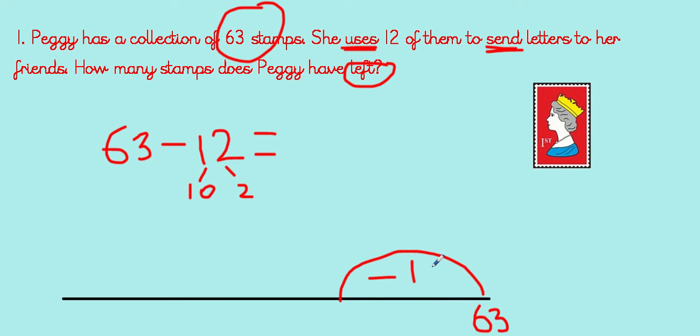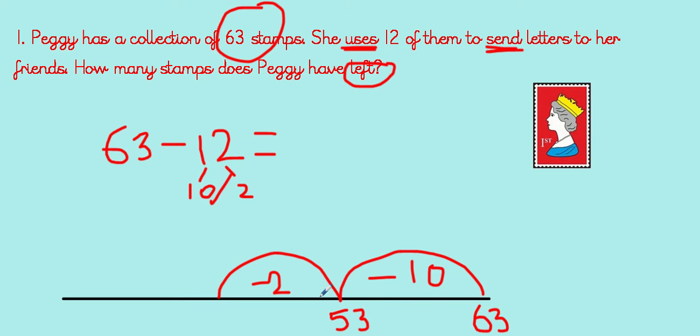I've got 1 lot of 10. Nice big jump back. Now, can you remember that pattern? The 10s number gets smaller. We had 6 10s, now we're going to have 5 10s. What happens to the 1s number? Stays the same, doesn't it? So we had 63. We took away 10 and we landed on 53. Let's tick it off. Okay, now we're going to take away 2.